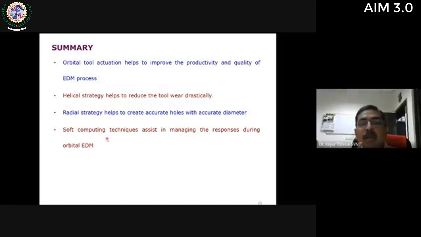The soft computing technique assists in managing the response during orbital EDM. Soft computing technique means ANFIS modeling and related techniques using MATLAB or any other software.